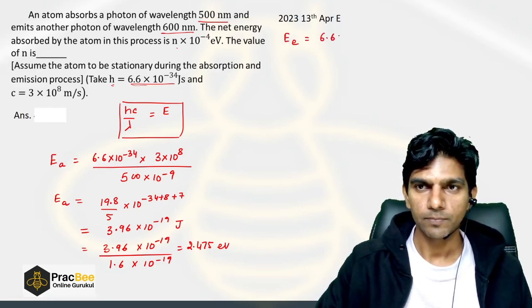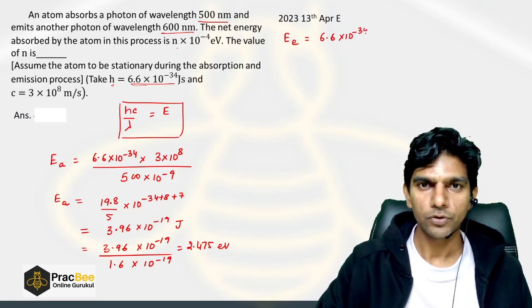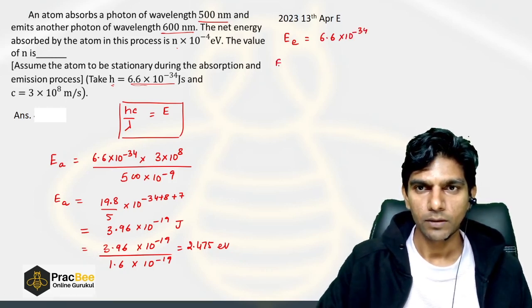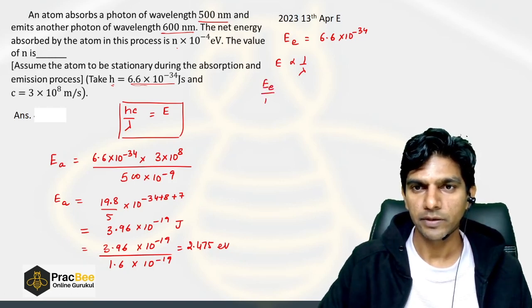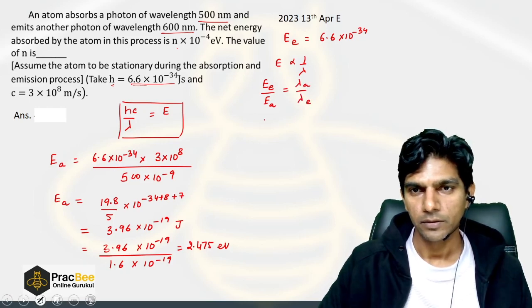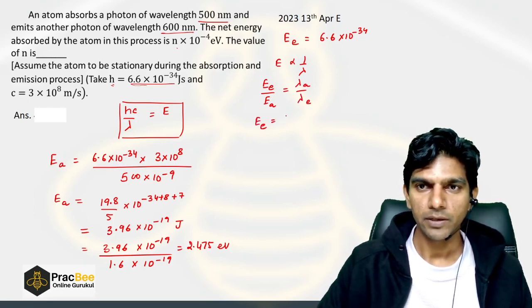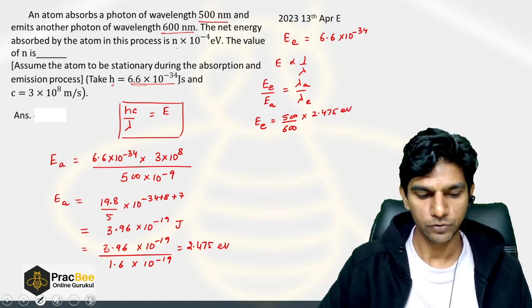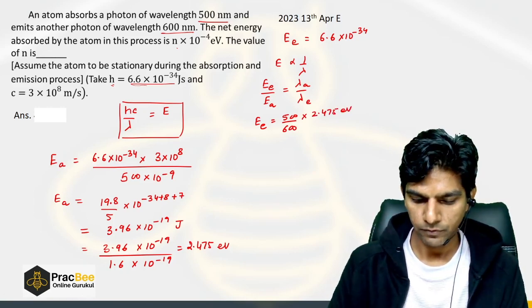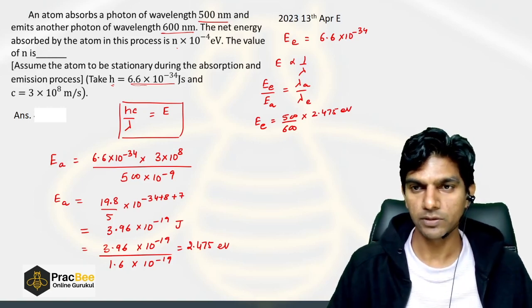Now let us calculate the energy of the released or emitted photon. Since energy is inversely proportional to lambda, the energy of the emitted photon divided by the energy of the absorbed photon will be lambda of the absorbed divided by lambda of the emitted. So the energy of the emitted will be 500 nanometer divided by 600 nanometer multiplied with 2.475 electron volt. If you simplify this, we have 5 divided by 6 times 2.475, so it comes up to 2.0625.